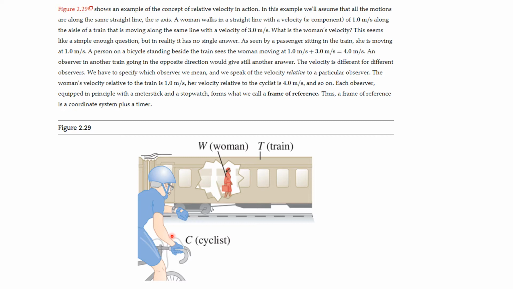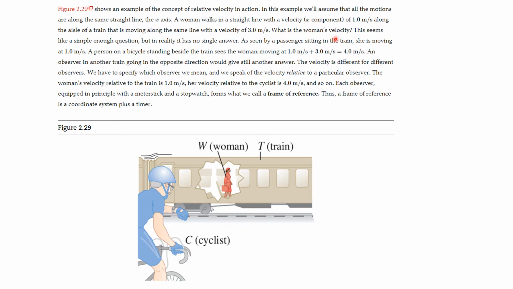This picture down here, where you see a cyclist who is stationary, a train that is moving past the cyclist, and a woman on the train that is walking, shows an example of the concept of relative velocity in action. In this example, we'll assume that all the motions are along the same straight line, the x-axis. A woman walks in a straight line with a velocity, x component, of 1 meter per second along the aisle of a train, but the train is moving along the same line with a velocity of 3 meters per second.